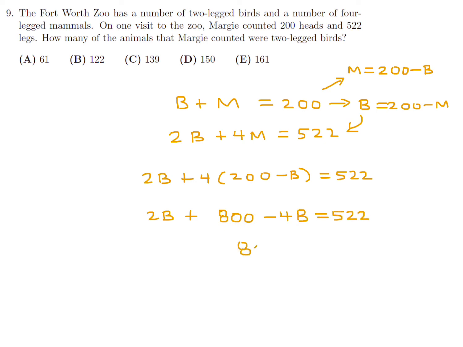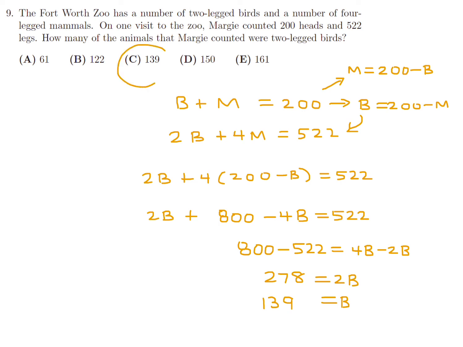So 800 minus 522 is equal to 4b minus 2b. 800 minus 522 is 278, and that's 2b, and then finally divide through by 2, and you get 139. So there are 139 of those two-legged birds. So number 9, the answer is C.